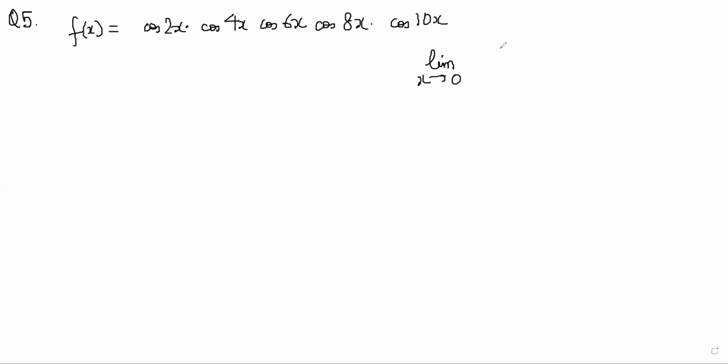is f(x) is equal to cos 2x, cos 4x, cos 6x, cos 8x, and cos 10x. You have to find out limit of x tends to 0, (1 minus f(x)) whole cube divided by 5 sine square x.